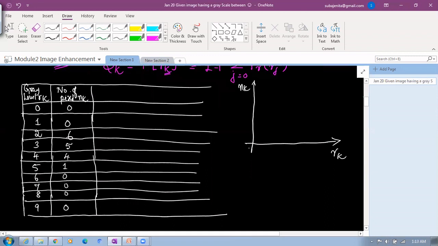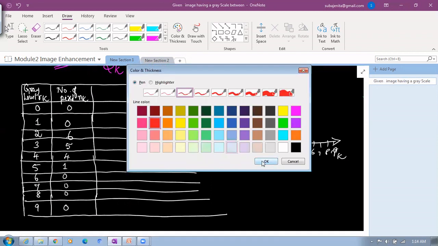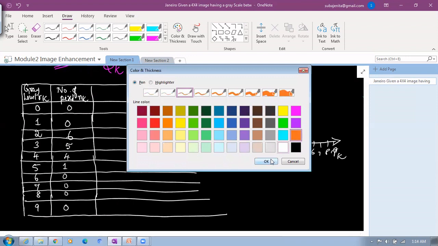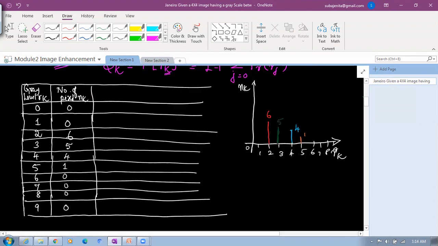In this example, gray level ranges from 0, 1, 2, 3, 4, 5, 6, 7, 8 and 9. The frequency of occurrence of 0 is 0 times, and 1 has occurred 0 times, but 2 has occurred 6 times. The frequency of occurrence for intensity level 3 is 5 times. Intensity level 4 is 4 times, and intensity level 5 has occurred only once, so we write it as 1 time.